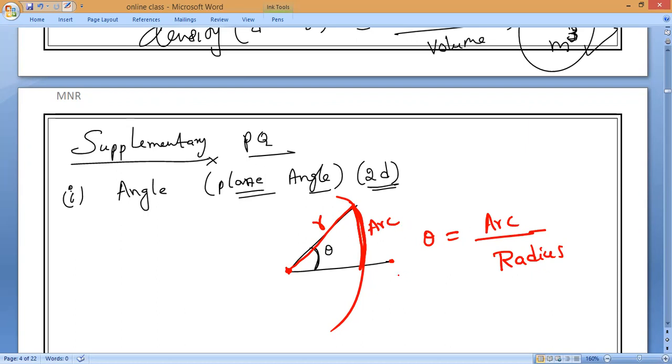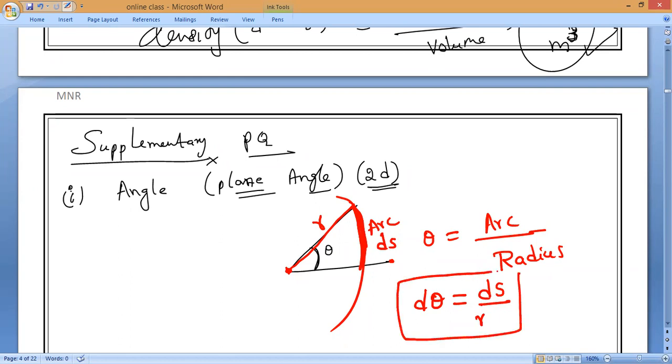Now, if I consider a very, very small angle, like in the future when you learn differentiation, I will write d theta instead of theta. d theta is equal to this arc, which I will consider as ds, because arc is a length only. Yes or no? So d theta is equal to ds divided by r. Are you clear? Remember this also: theta is equal to arc by radius.